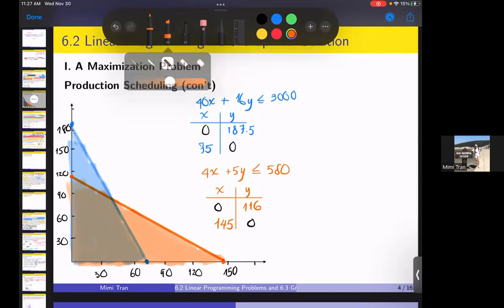All right, corner points. You know what this one is, right? That one is 0, 120. This one is 0, 160. This one is 75, comma 0. Oh, 116, yeah. Sorry, I looked at the 120 there. Thank you. How do I find this one?